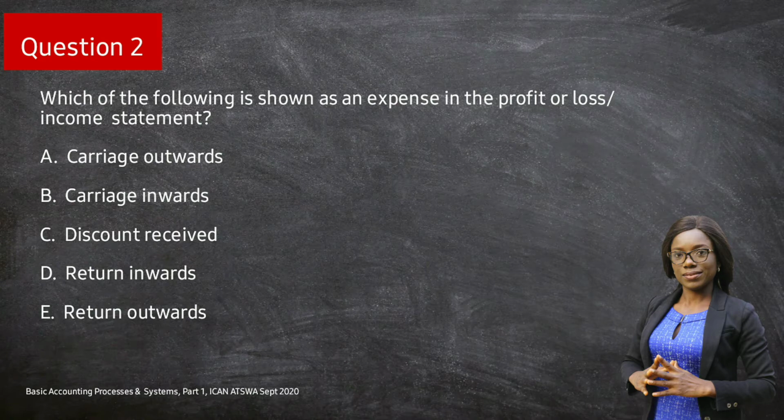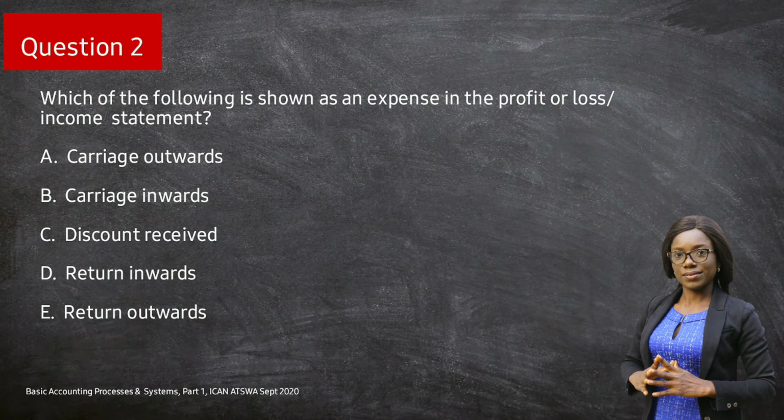Question 2. Which of the following is shown as an expense in the profit or loss or income statement? A. Carriage outwards. B. Carriage inwards. C. Discount received. D. Return inwards. E. Return outwards.